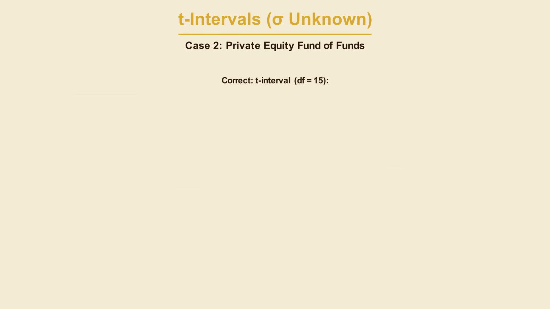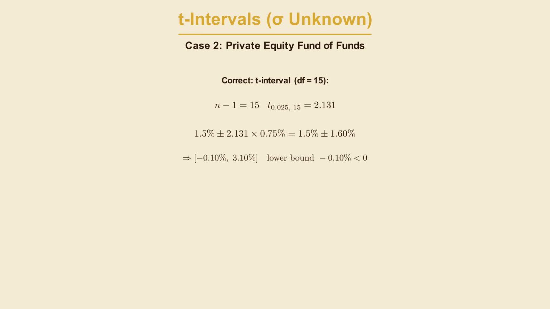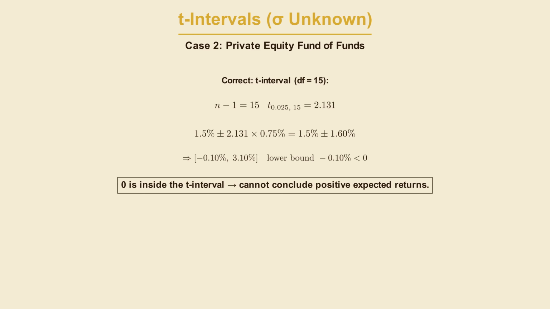Now let's redo this correctly using the t-interval. The degrees of freedom is n minus 1, which is our number of observations, 16 minus 1, or 15 total degrees of freedom. The 95% critical value from the t-distribution with 15 degrees of freedom is 2.131. The t-interval, 1.5% plus or minus our critical value of 2.131 times the standard error of 0.75%, gives us an interval that goes from negative 0.1% up to positive 3.1%. The lower bound here is now negative, so 0 is inside the interval. Based on 4 years of quarterly data, we cannot statistically conclude that this fund has a positive expected return.